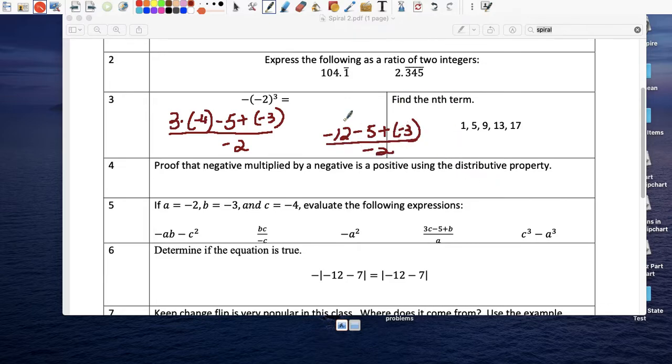Let's continue that. So negative 12 minus 5, negative 17. Negative 17 plus negative 3 is negative 20. Divide that by negative 2. And the final answer is going to be positive.